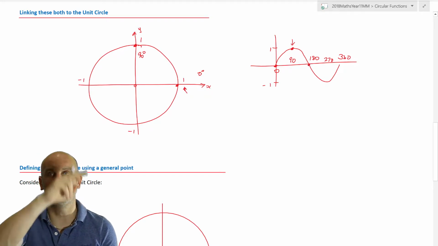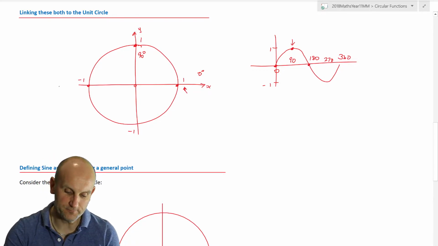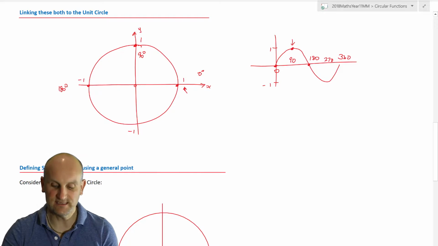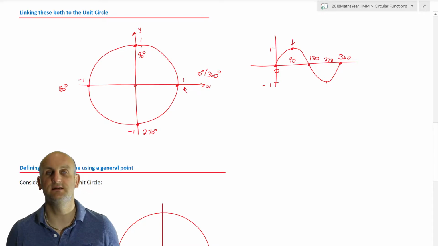Well, for 180 degrees, I've now come back and I've got 0 height again. That can only be there, so it's 180 degrees. And as I continue around, it turns out that 270 degrees is -1. And 360 degrees returns back to 0. So I'm going to do slash 360 degrees.